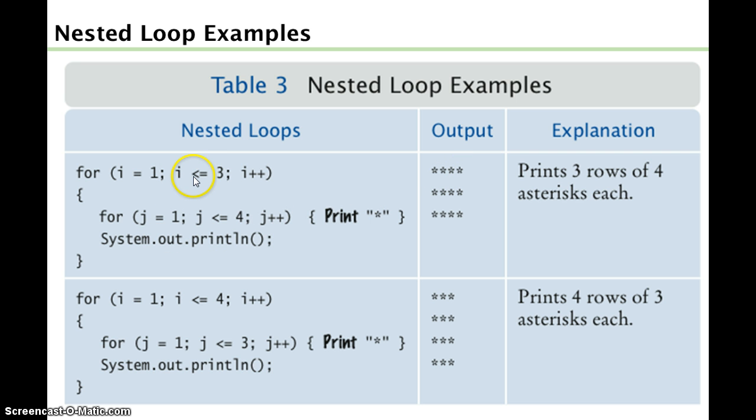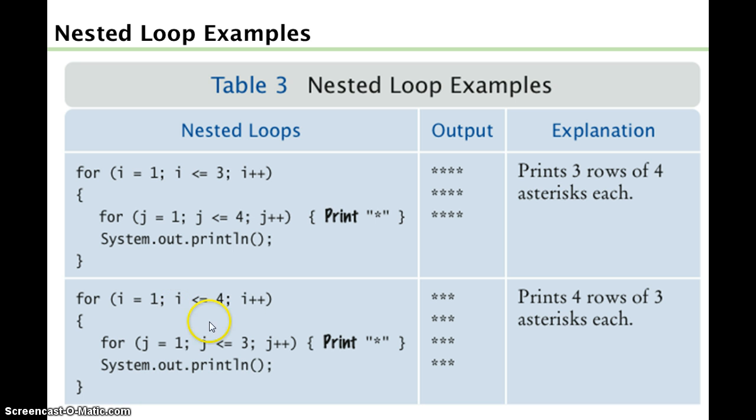Then go up here. I is 2. Then we're going to loop the inner loop. I is 1 to 4. So we'll print 4 of these symbols, these asterisks, and then do a println. So we start on the next line. And then I is 3. We're going to go here and loop 4 times. And we're going to print 4 more symbols, and then a println. And now I is 4. 4 is not less than or equal to 3, so we're going to stop looping. So this is the output. We're going to have 3 rows of 4.